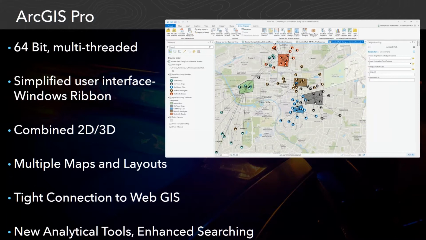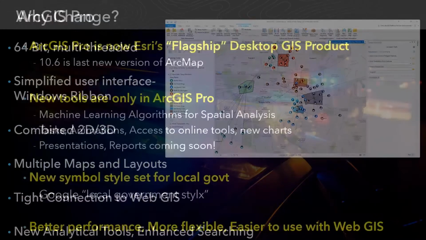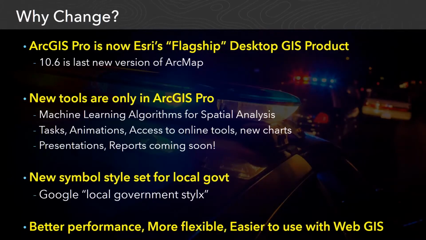And as we will discuss today, Pro brings a ton of new analytical tools and enhanced capabilities to your desktop GIS. So you might be asking yourself, why should I make the change to Pro? First, as I already mentioned, it's the new flagship desktop GIS, and ArcMap 10.6 is our last new release of ArcMap, and all of our future development will focus on Pro.